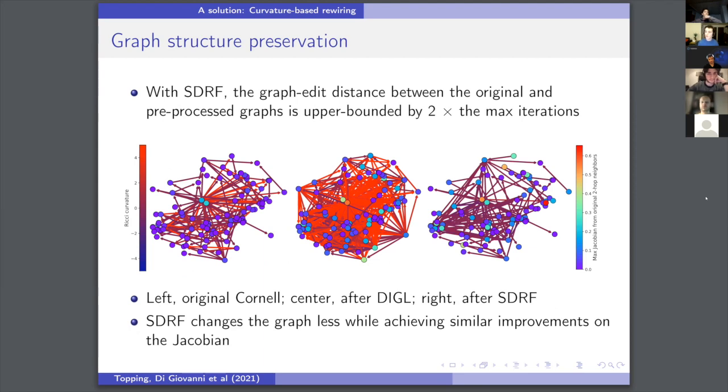On the left here, we have the original Cornell graph, which is part of the WebKB dataset. In the center, we have the graph after DIGL preprocessing, and on the right, after SDRF preprocessing. These are the graphs that performed best in our experiments, so these are specific hyperparameters chosen. The edges are colored according to Ricci curvature, so blue being negative and red being positive.